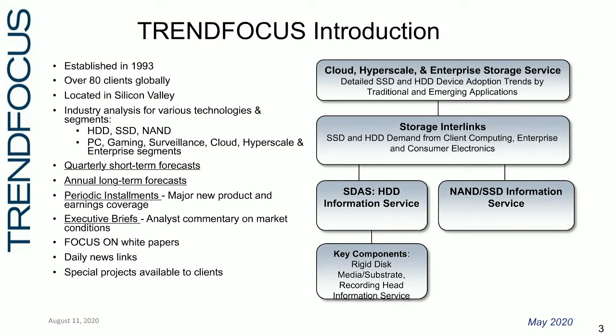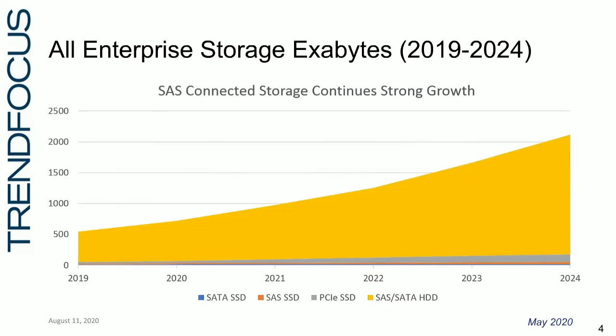So with that, I am going to jump into a couple of slides for our market forecast. As you can see here, this is all enterprise storage in exabytes. It relates to all storage devices, hard drives and SSDs. You can see here that SAS has been the connected storage device of choice, the dominant interface, for many years now. It will be the dominant interface for years to come. Again, hard drives and SSDs combined.